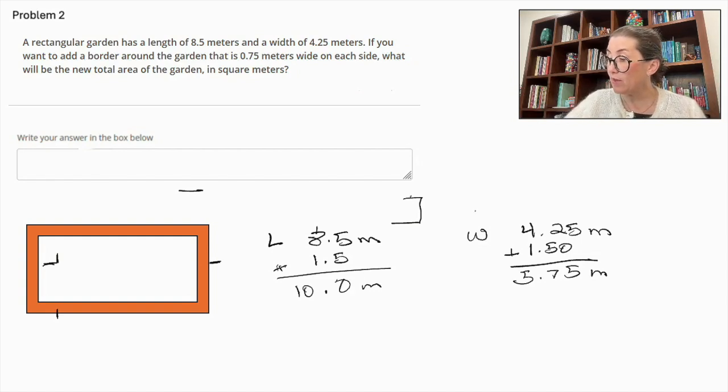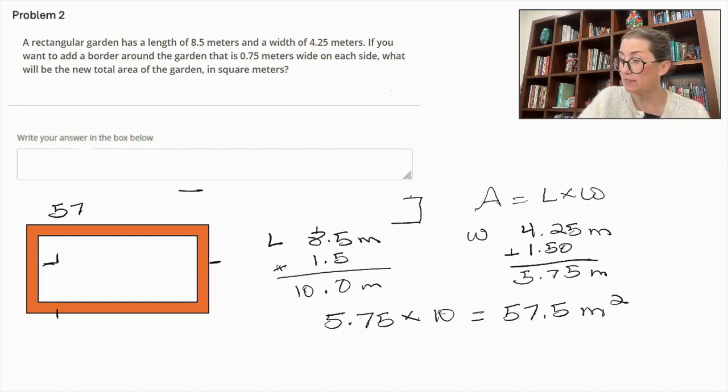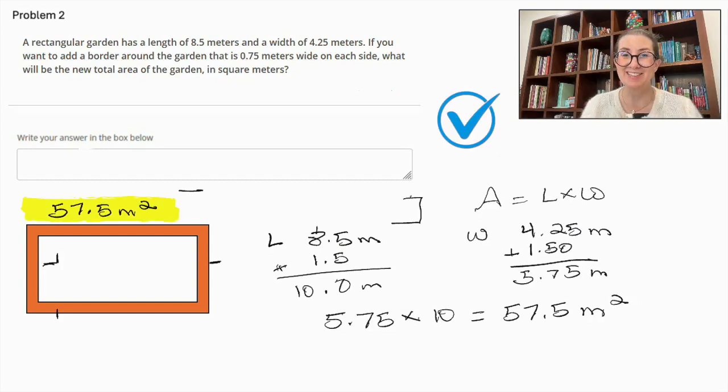So the area of a rectangle is length times width. So we simply multiply these two together. 5.75 times 10 is equal to 57.5. And it's in meters squared. So now we have to fill that in here. 57.5 meters squared is the correct answer.